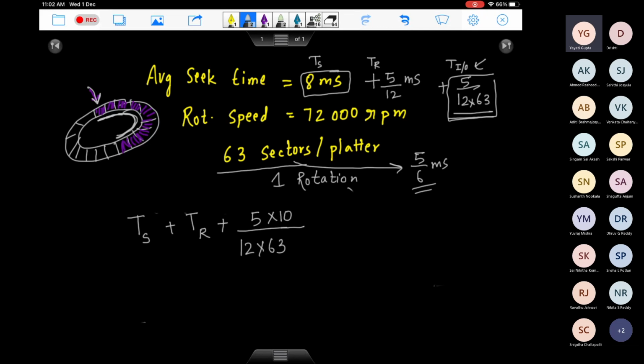Let me know if you have any queries here. See, the idea is once you come to this sector here, it becomes sequential access. You do not have to care about changing the track. You do not have to care about the disk rotation. You just have to care about input output.